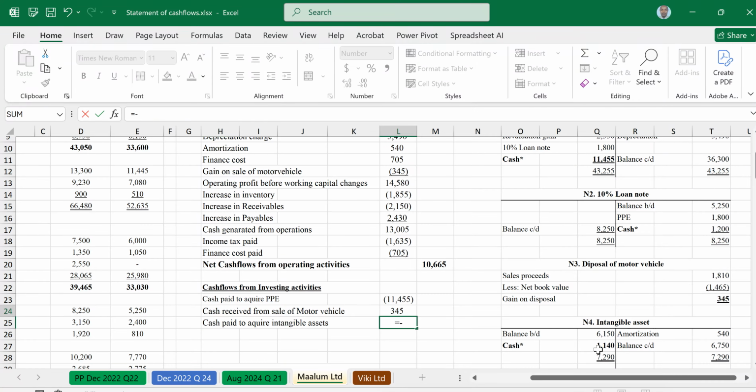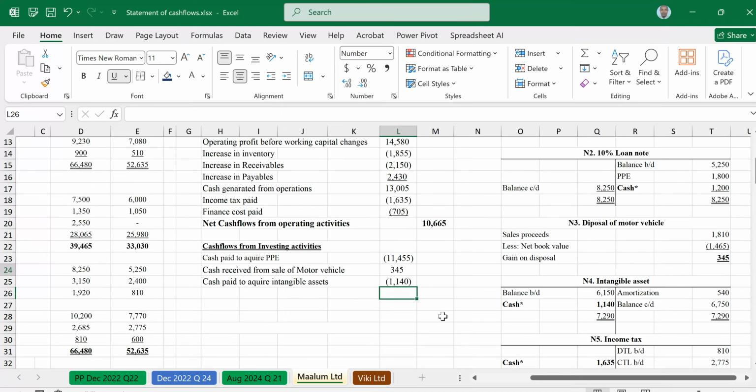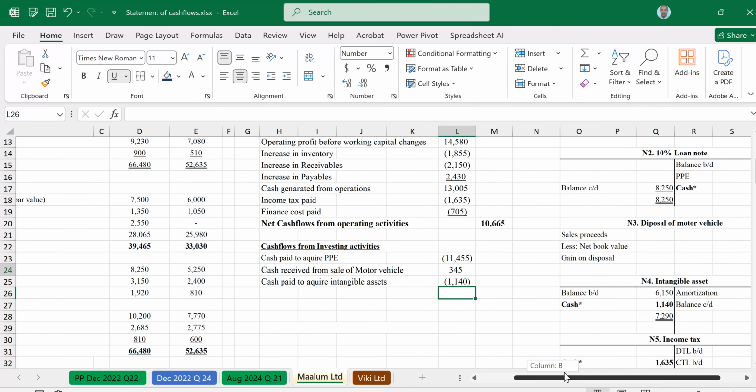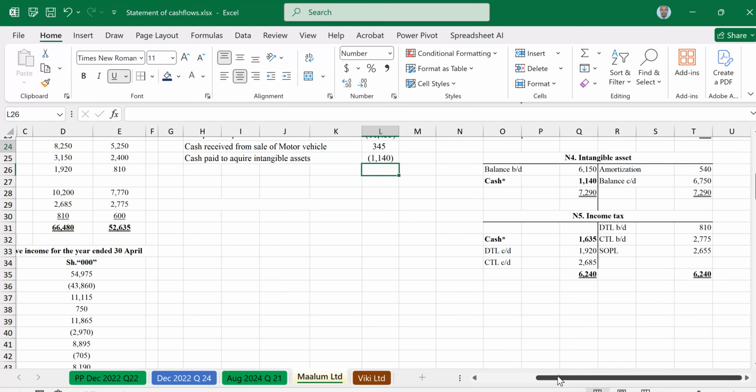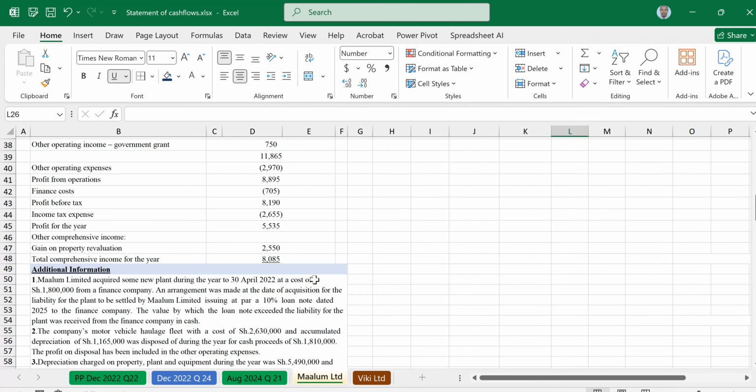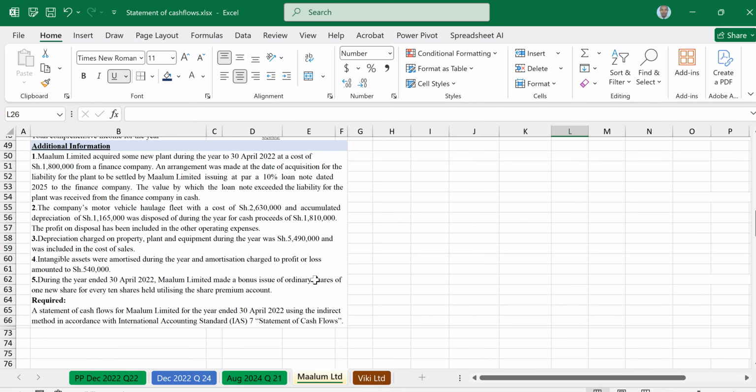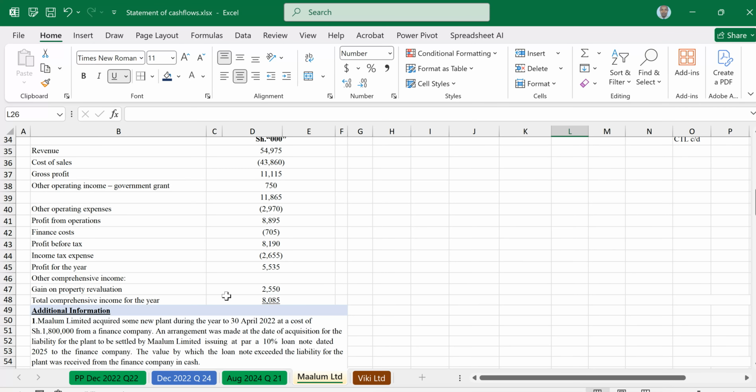Equal sign negative 1140. That was the cash paid to acquire intangible assets. Now from the cash paid to acquire intangible assets, there seems to be no other investing activity.